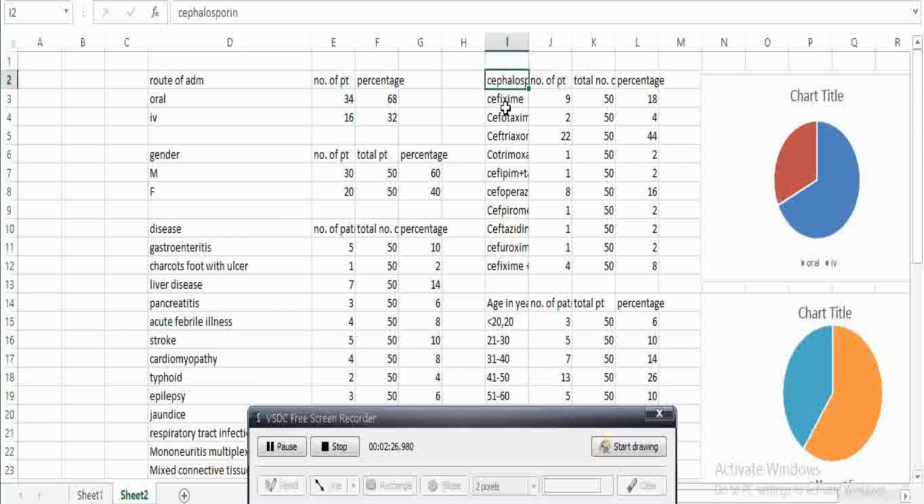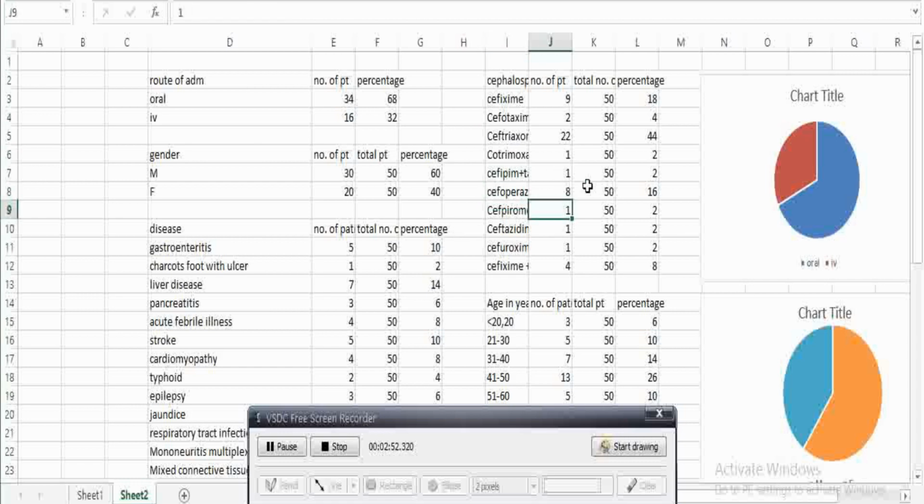Next comes drug wise. So cefixime was given to 9 patients, total number was 50 patients, that is the sample size was 50, and percentage was 18. So here you can see that ceftriaxone is the most prescribed. It was given to 22 patients out of 50 patients, which totals to 44%, followed by cefixime, followed by cefoperazone.